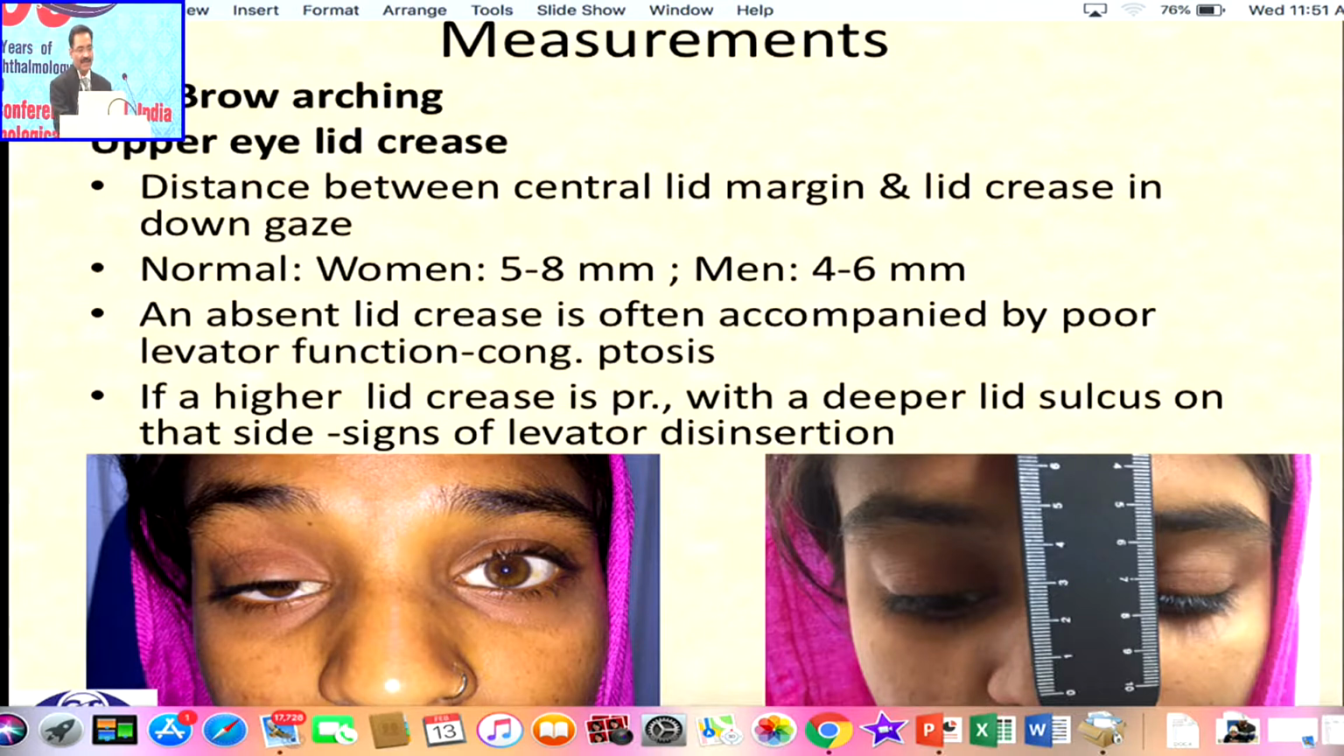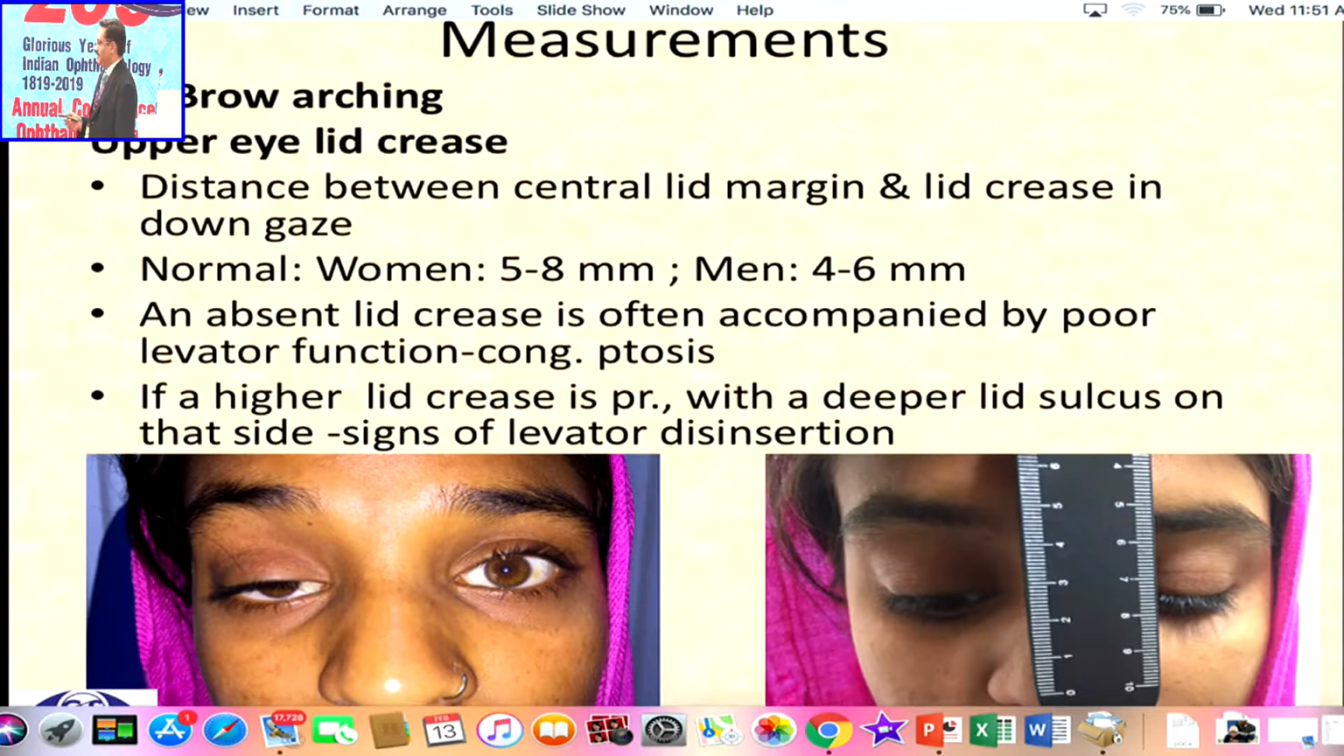Now, eyelid crease. This crease is of importance because you make your incision on the eyelid crease itself. If there is no crease, we want to make a crease by our surgery. We make an incision at the proposed site of the eyelid crease, and we deepen the crease by passing some sutures into the levator muscle stump. This will be discussed maybe in another talk on ptosis management.